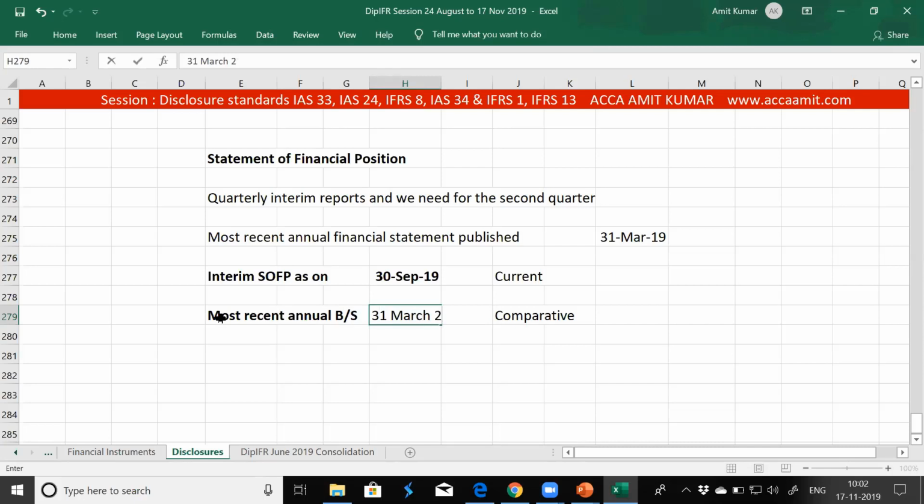If you still wish to give the 30th September balance sheet, you can do so. No one stops you from doing so. But this is the minimum requirement as per IAS 34. Maximum is a choice. If you still wish to publish one more balance sheet of 30th September 18, you can do so. No one stops you from doing so. This is the case of statement of financial position.